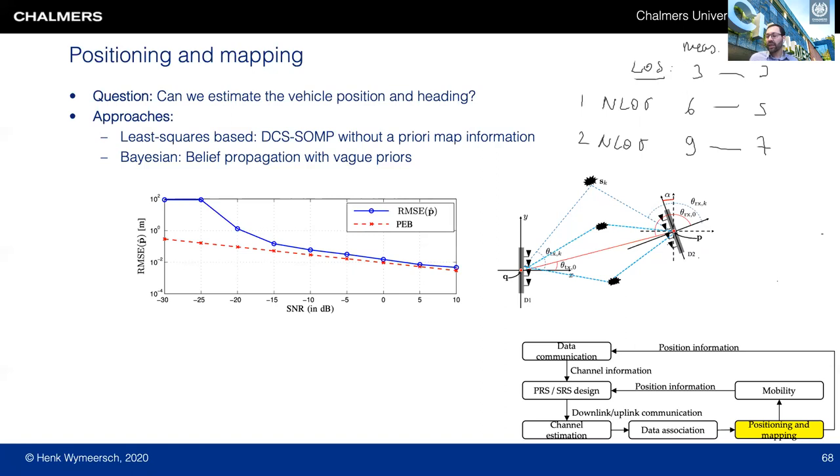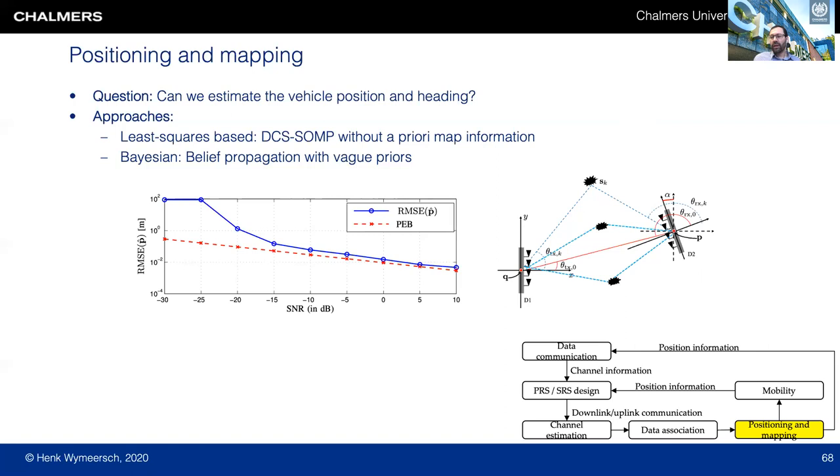And now this is what the figure on the left shows. What we've done here is the receiver has collected the signal. It applied orthogonal matching pursuit to estimate the channel parameters. And then we used, I think in this case, just least squares to figure out the position. On the x-axis is the signal-to-noise ratio. On the y-axis, the root mean square error. Now in red is the position error bound, which you've seen in the first part of the tutorial. So this is the lower bound of the algorithm. And in blue is the performance of our algorithm.